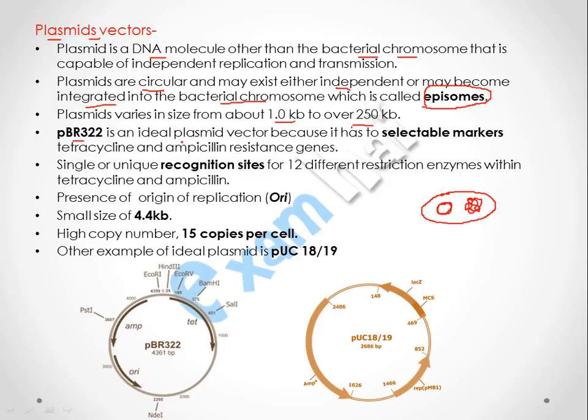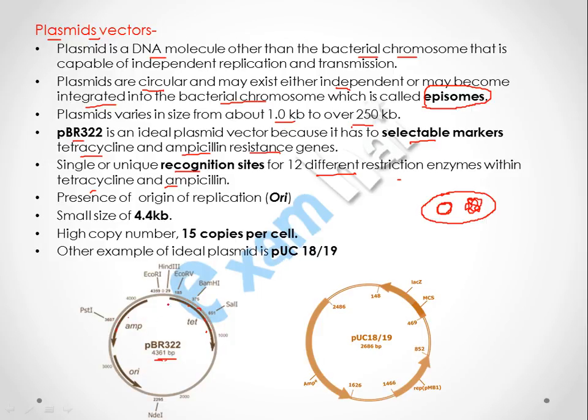pBR322 is an ideal plasmid vector which has selectable markers, as we have discussed: the tetracycline and ampicillin resistance genes. As you can see, pBR322, which is most commonly used in experiments, has these two selectable markers. It has unique restriction sites for 12 different restriction enzymes, within the tetracycline and ampicillin genes, with a unique recognition sequence for each of the 12 enzymes within the selectable markers.